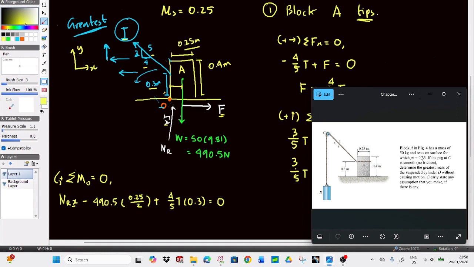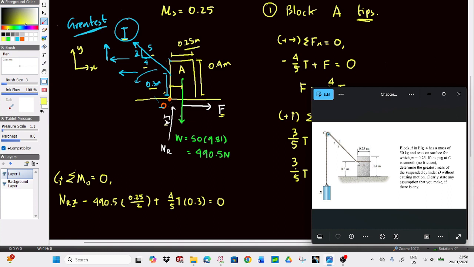Block A has a mass of 50 kg and rests on the surface with mu as 0.25. If the peg at C is smooth, no friction, determine the greatest mass of suspended cylinder D without causing motion. Clearly state the assumption that you make, if there is any. Well, the assumption we have is that there's a possibility of block A sliding over the surface, which we cannot deny.